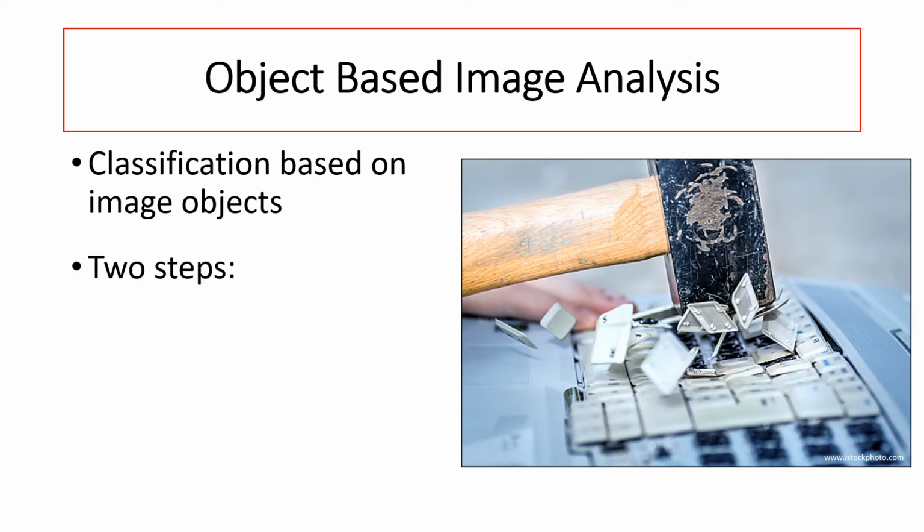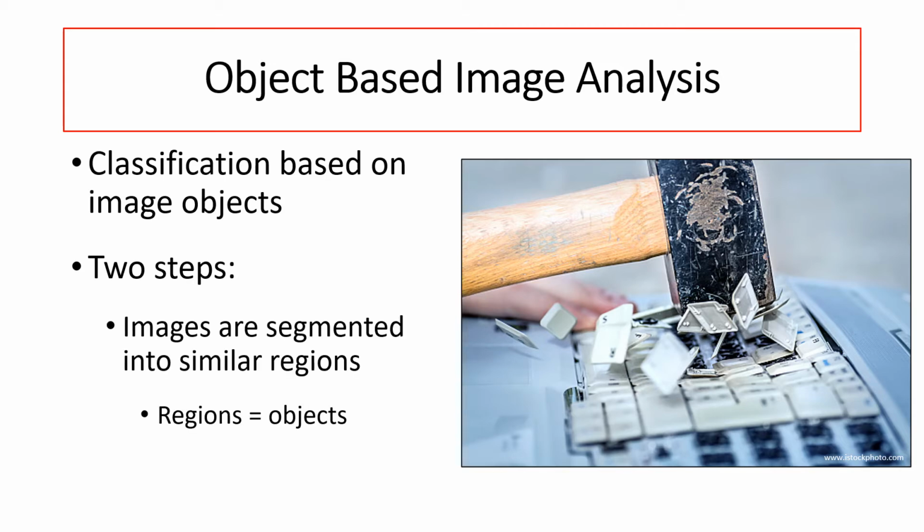Object-based image analysis can be divided very roughly into two general steps. The first step is to segment the image into similar regions. Those regions are treated as objects, and they consist of pixels that have similar spectral values. And then once the image is segmented, it can be classified using traditional training sample techniques that are used in other classification methods, like the more traditional supervised and unsupervised techniques.